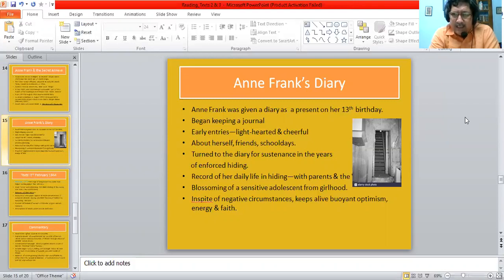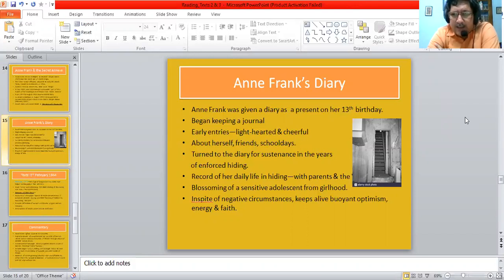she went into hiding in the secret annex with her family, and she lived in close confinement for more than 2 years, she repeatedly turned to the diary for emotional sustenance and comfort in these years. The diary provides us a record of her daily life in hiding, together with that of her parents and the other family that was with her, the Van Daans.